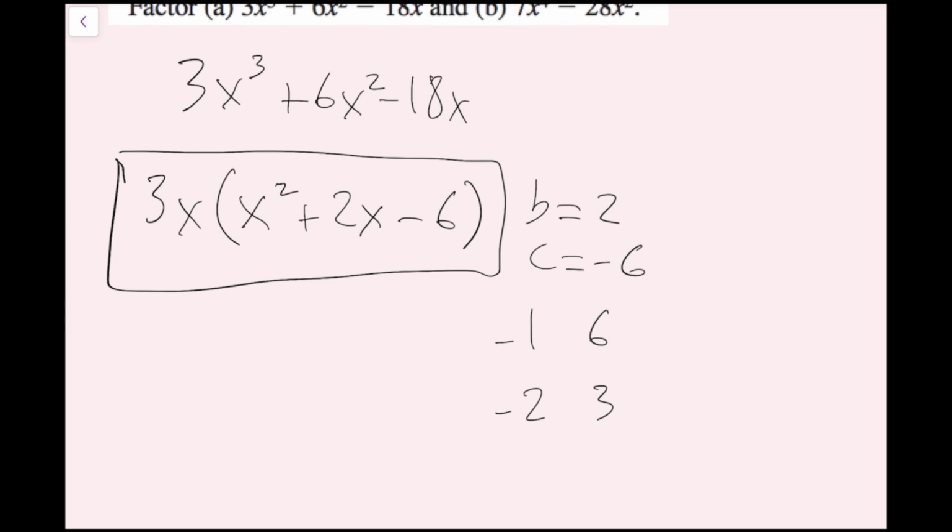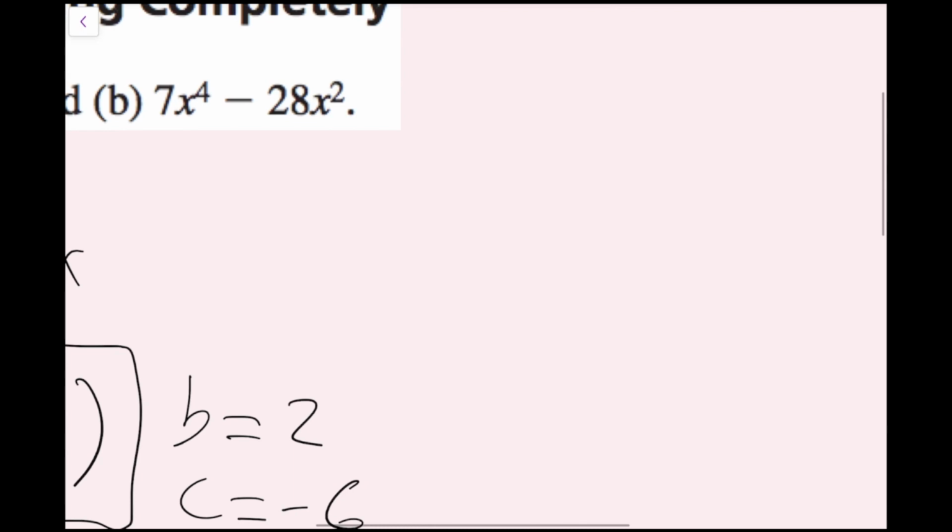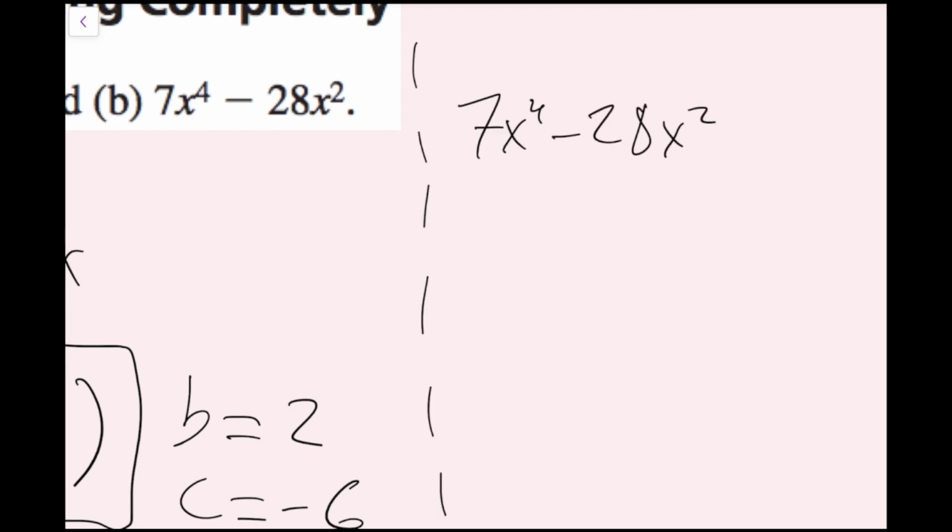Now I'm going to go back up to part B. I'm going to rewrite it over here so I have more space. 7x to the fourth minus 28x squared. Well, the first thing I want to do is factor out anything from both terms that I can. I see I have a 7 and a 28, so I can factor out a 7. And then I have an x to the fourth and an x squared. Well, if I ever have the same variable, that means I can just factor out the lower power of that variable. So I can factor out x squared here.